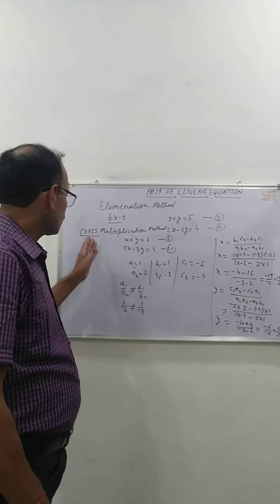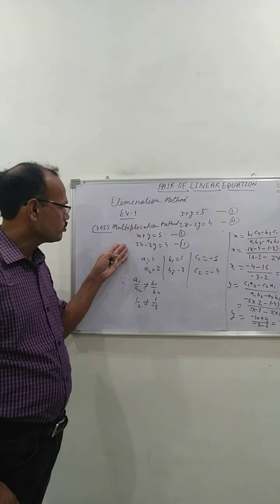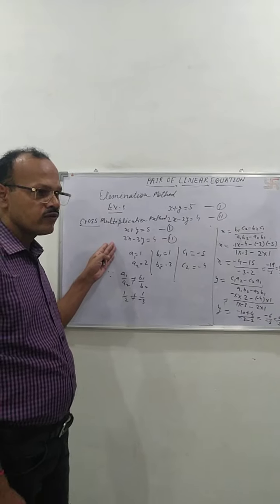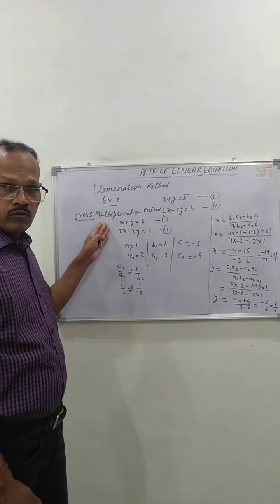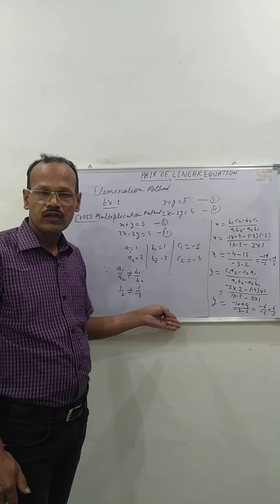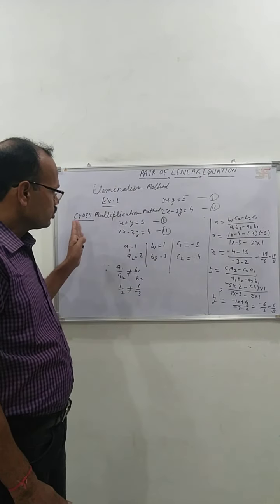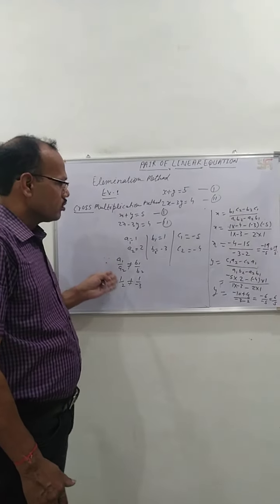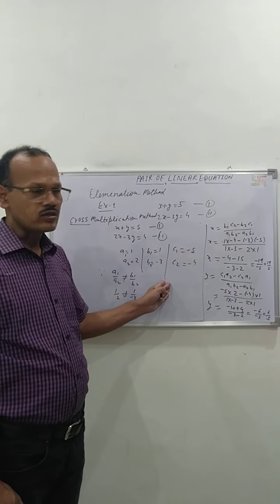So this is the cross multiplication method. By using the cross multiplication method, we can find the values of the variables x and y. Whichever formula or method we apply, we finally get the same x and y in each case. So in this way, you can solve for x and y of any pair of linear equations.